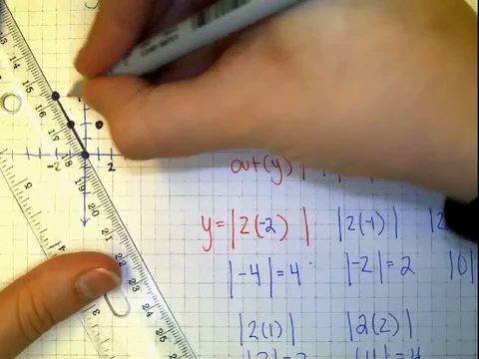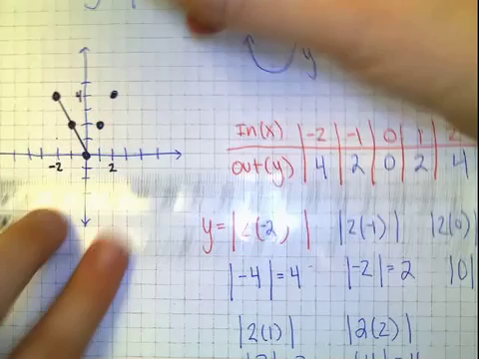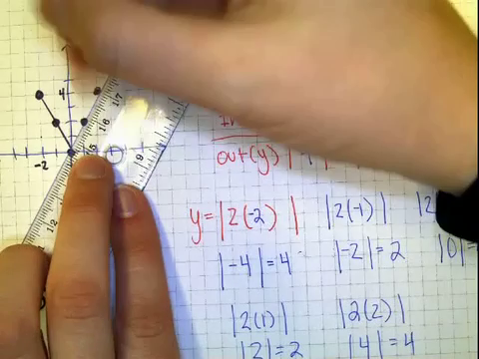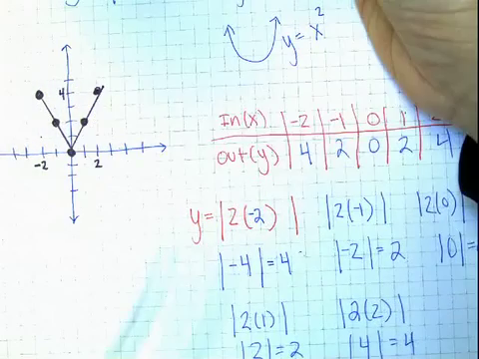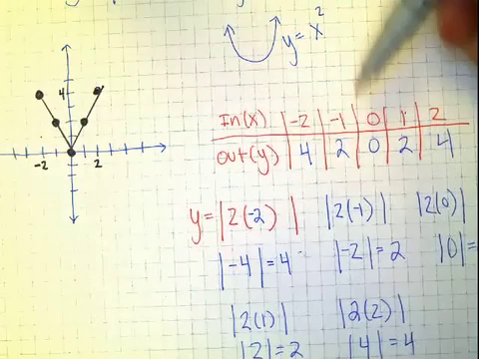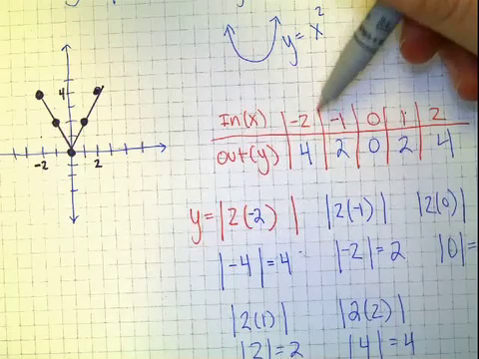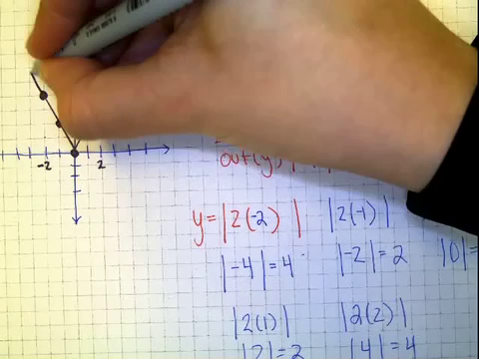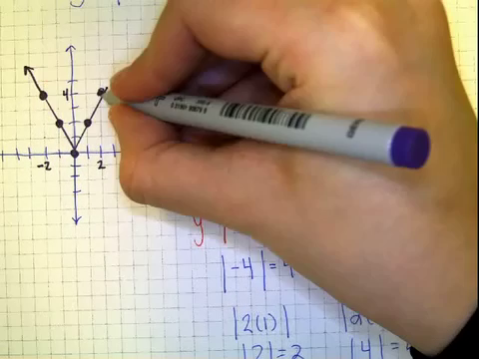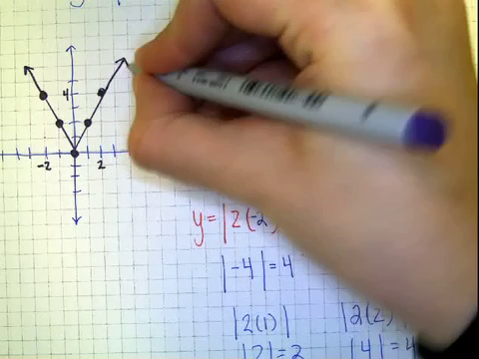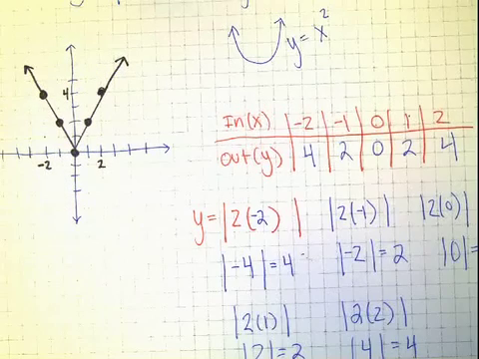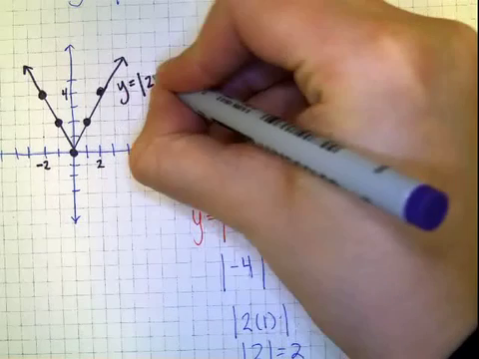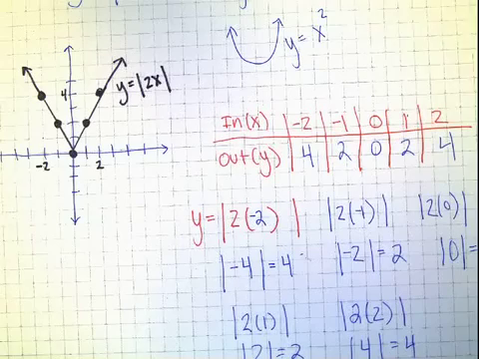Looks like this. And if I go the other way, it looks like this. And I chose to start my table at negative 2, but I could have made my table bigger. So it's not like the V stops here. It's going to keep going, so I'll draw some arrows. It's going to keep going in both directions. And there is my graph of, what was the rule? y equals absolute value of 2x. And I got my answer.